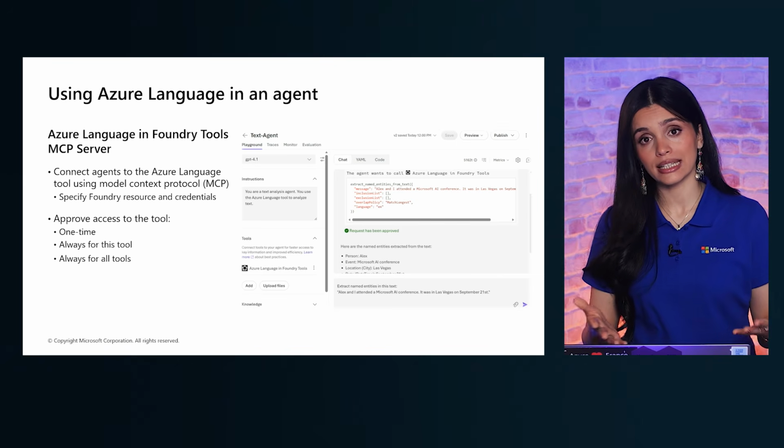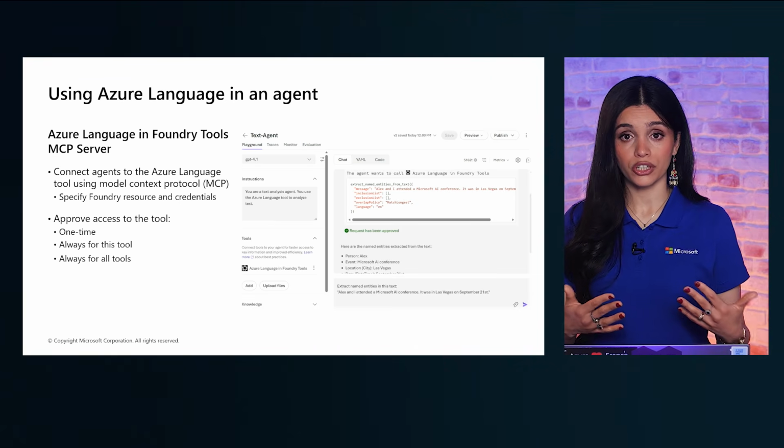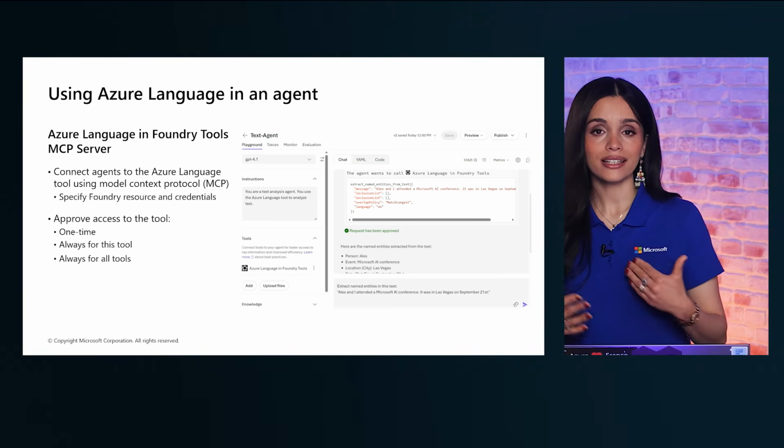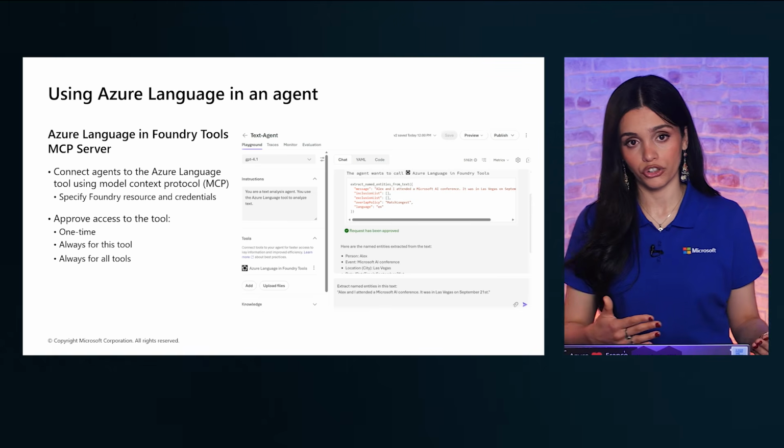The language analysis is handled by Azure Language. The reasoning and conversation are handled by the agent. This is how real-world Copilot and agentic workflows are built in Foundry.